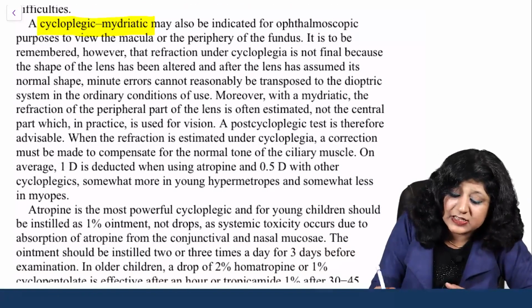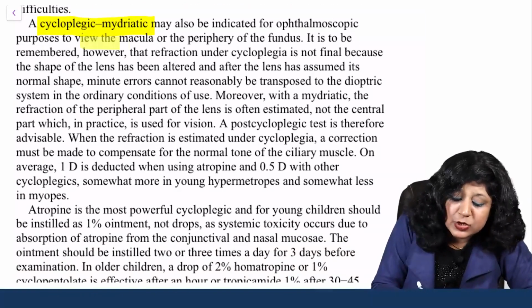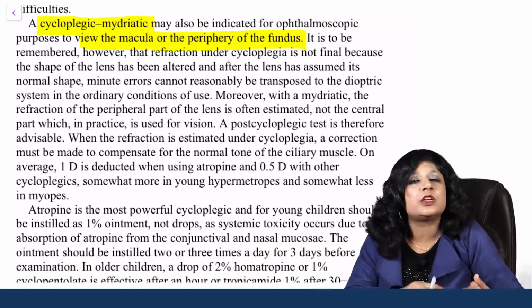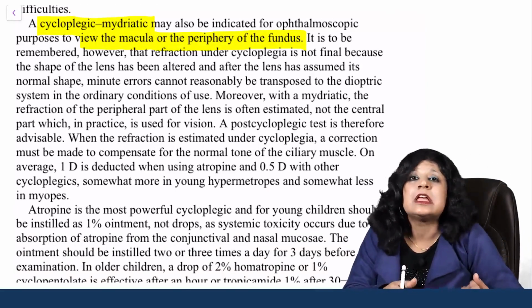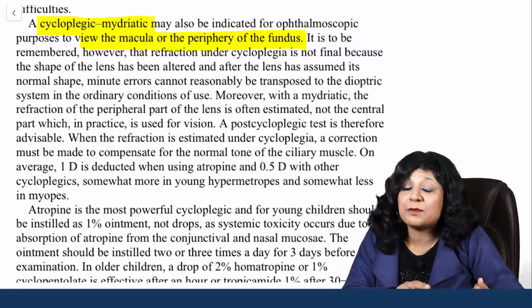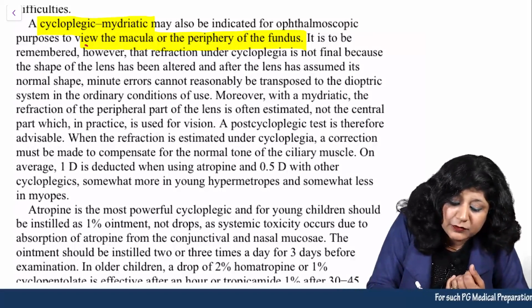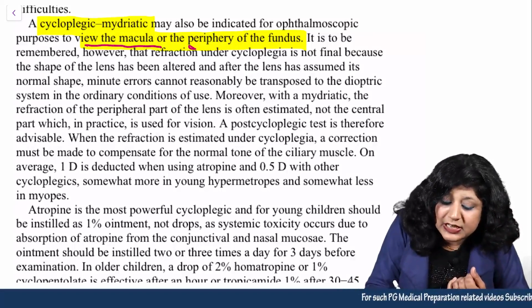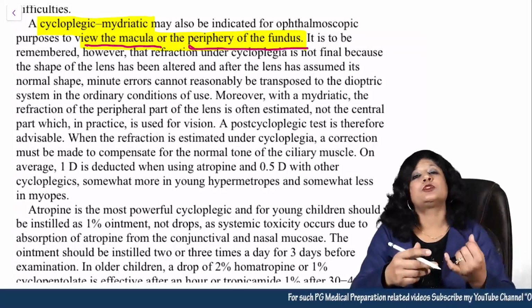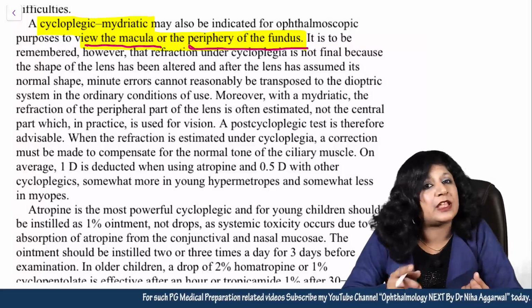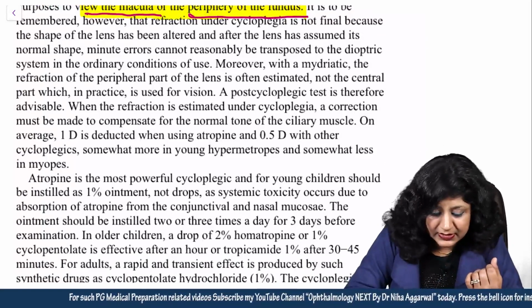They may also be indicated for ophthalmoscopic purposes to view the macula and the periphery of the fundus. So when it comes to the uses of mydriatics and cycloplegics, doing the retinoscopy is one of them and the most important of them. But of course, we have got other uses also, like viewing the macula and seeing the periphery of the fundus. So most of the time when you require the fundus view, you have to dilate the pupil. For that purpose also, we are using mydriatics and cycloplegics.